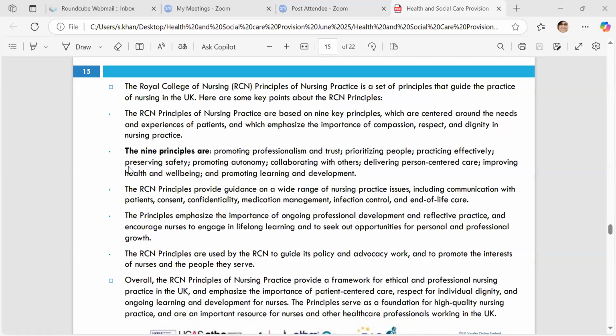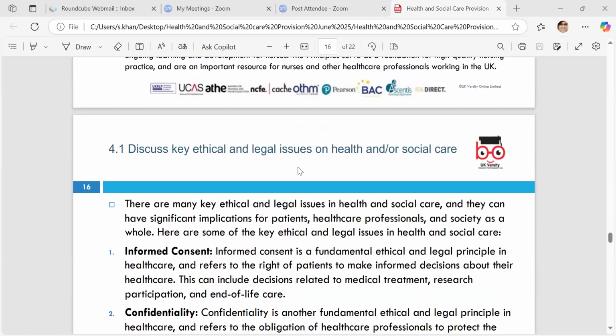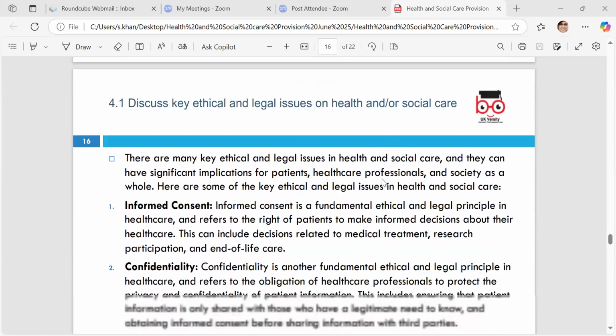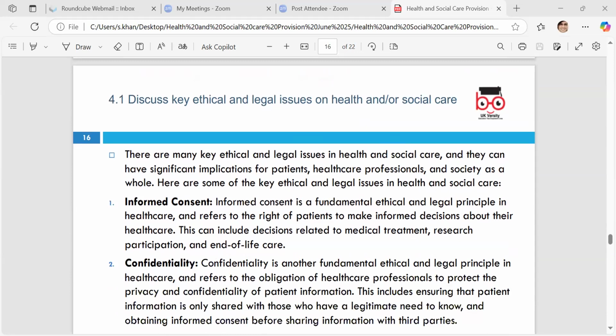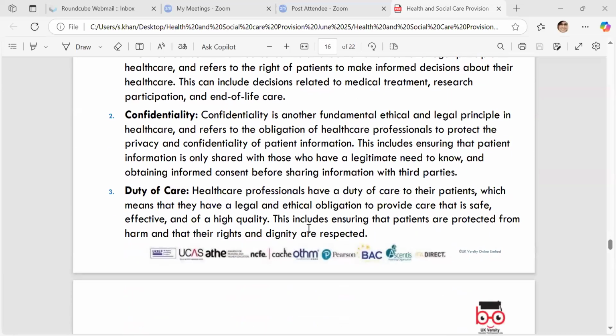The next one we're looking at is 4.1, discuss the key ethical and legal issues in health and social care. So there are many key ethical and legal issues within health and social care. Patient autonomy, confidentiality, informed consent. Informed consent is patients must be provided with sufficient information about their condition and treatment options, including risks and benefits, and make sure they're informed about their care all the time. Confidentiality is another fundamental factor which looks at patient privacy and confidentiality, which is really crucial, and it fosters this element of trust and allows for open communication about health concerns.